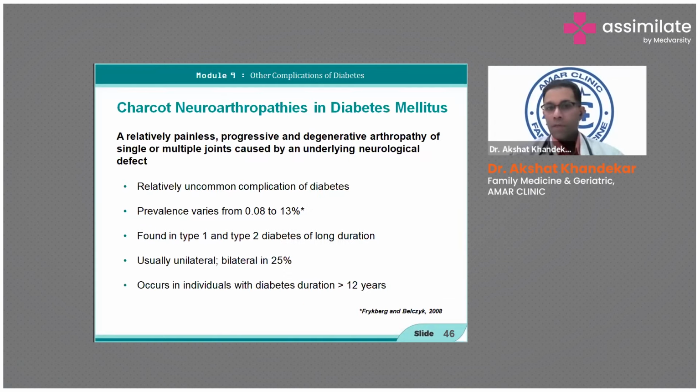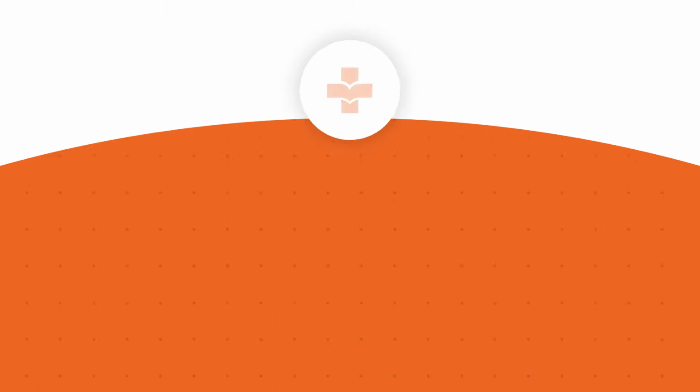Charcot neuropathy in diabetes. So it's a relatively painless, progressive, degenerative arthropathy of a single or multiple joints caused by an underlying neurologic defect. Actually, the neurologic defect is due to diabetes. It is an uncommon complication, prevalence is just 13%, found in both types. Usually unilateral, it occurs in individuals with diabetes of more than 12 years.